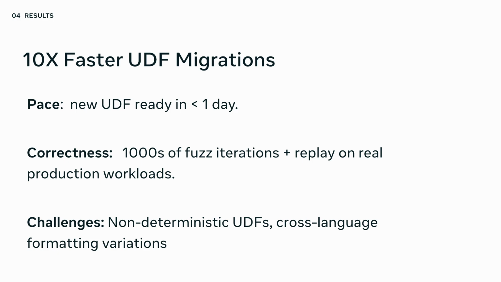In terms of challenges, non-deterministic UDFs and formatting variations. I think this was covered in previous sessions as well. Like you have floating point number representation differences between Java and C++, which limits this framework. And we also have table type functions, which are not currently supported by Gluten, which remains a limitation as well.